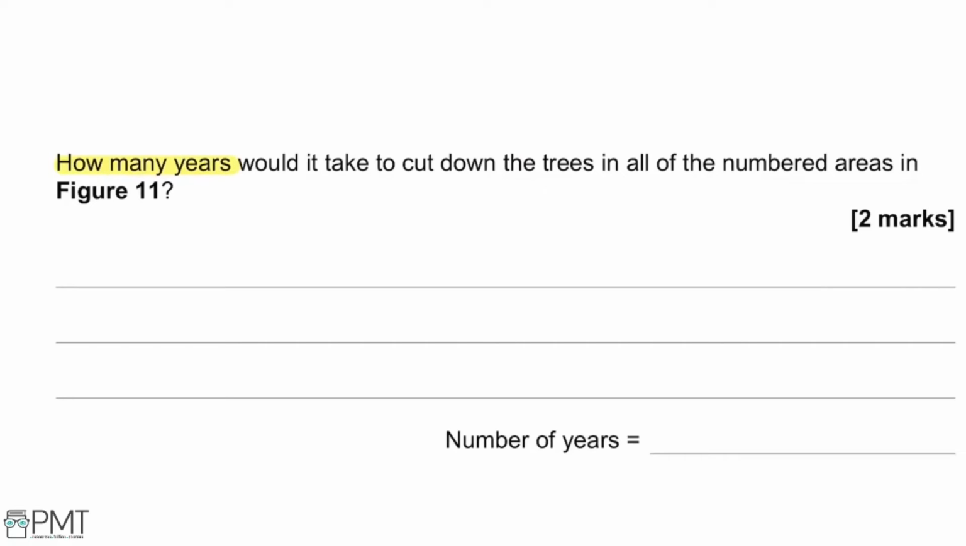How many years would it take to cut down the trees in all of the numbered areas in figure 11? And this question is worth 2 marks. So remember from the diagram we have 9 sections, and it tells us that each section takes 30 years to cut down. So this means that we have to multiply 9 and 30 to get our final answer, and that is 270.